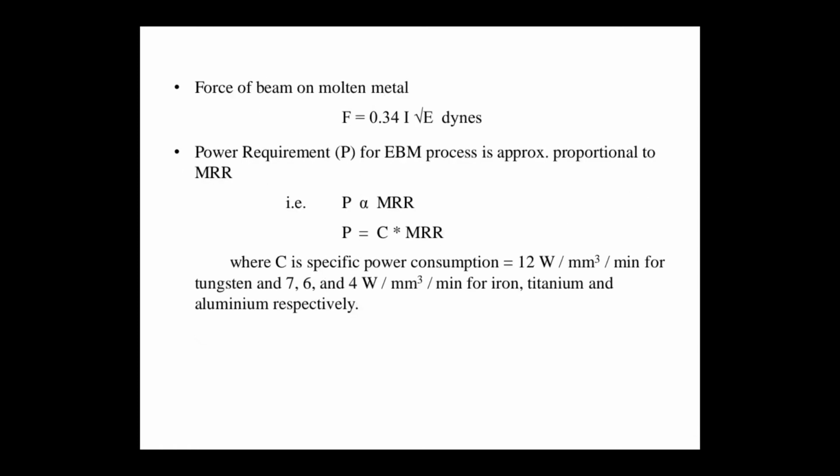After that, you can calculate the force of the beam on molten metal, then the power requirement for the EBM process, which is approximately proportional to the MRR. So we'll get the formula, that is P is equal to C into MRR. C is the specific power consumption. You can take it as 12 watt per cubic mm per minute for tungsten, and 7, 6, and 4 for iron, titanium, and aluminum respectively.